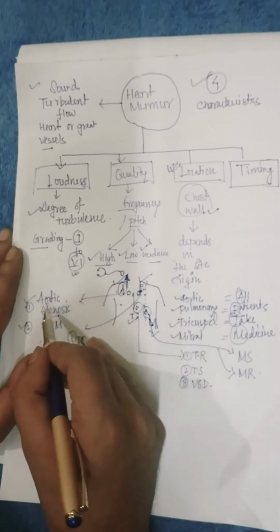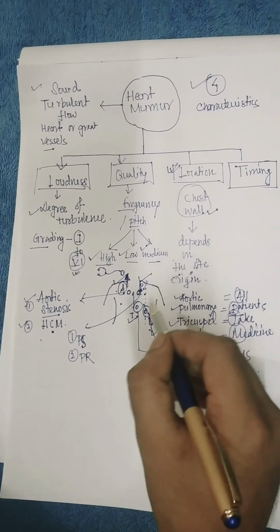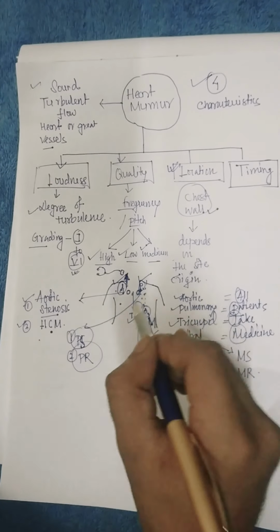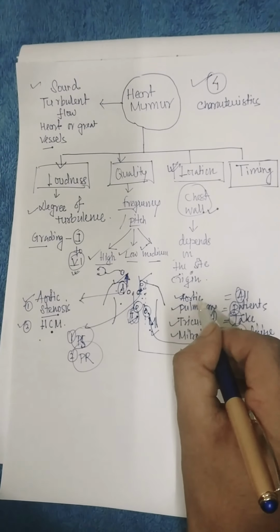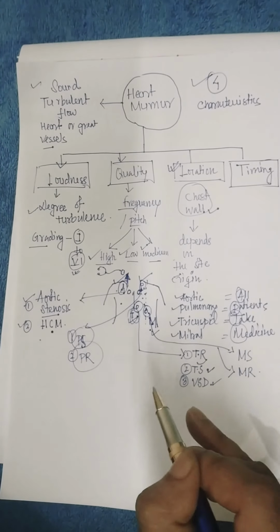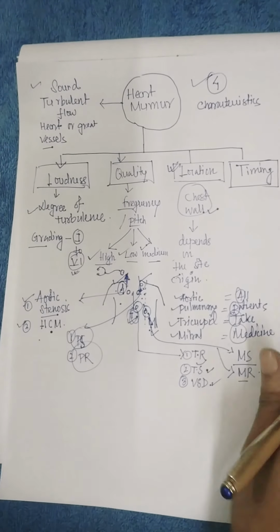In aortic area we find the murmur of aortic stenosis and hypertrophic cardiomyopathy. In pulmonary area we find the murmur of pulmonary stenosis, pulmonary regurgitation. In tricuspid area we find the murmur of tricuspid regurgitation, tricuspid stenosis and ventricular septal defect. In mitral area we find the murmur of mitral stenosis and mitral regurgitation.